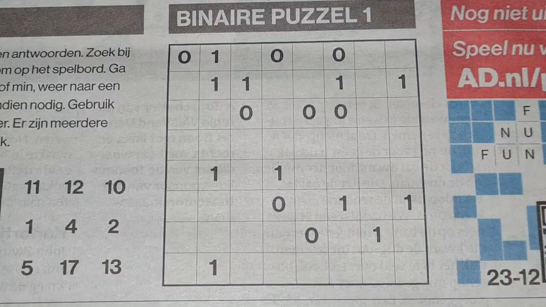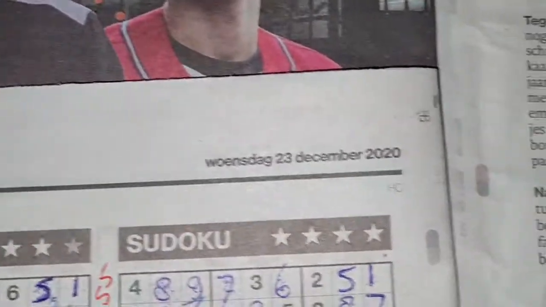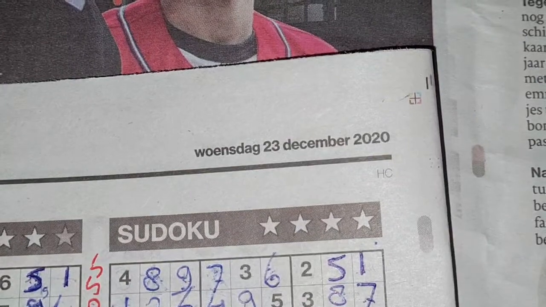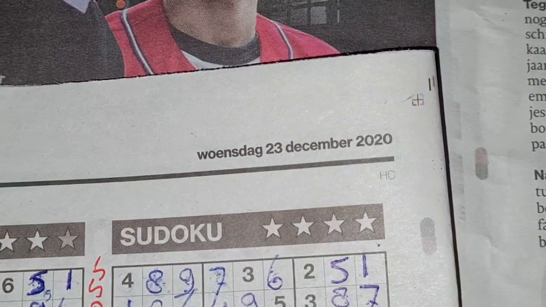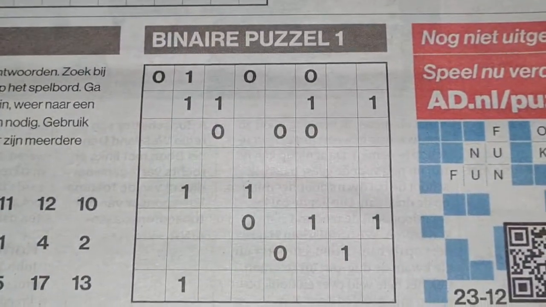Boys and girls, welcome back with the third Sudoku in this edition of today's newspaper on Wednesday. Yes, still a Wednesday, December the 21st, 2020. We are going to solve this baby.